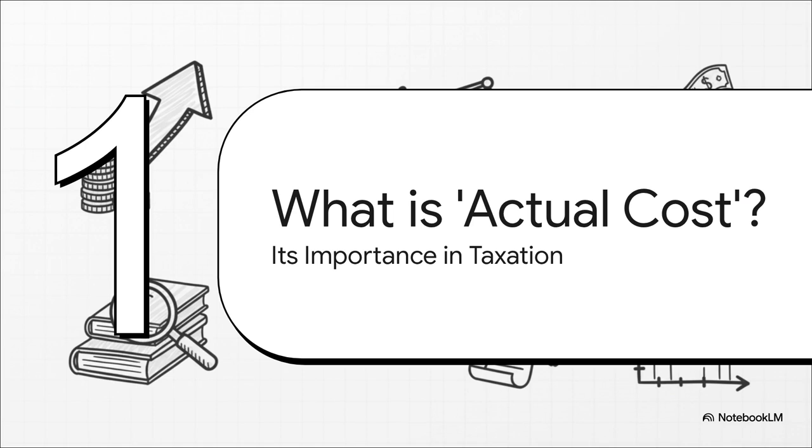So, what is actual cost? Well, to put it simply, it's the official value of an asset that the tax authorities will recognize when you're calculating deductions. You can think of it as the foundation for your depreciation allowances, and it also plays a huge role in figuring out your capital gains or losses when you eventually sell that asset. Getting this number wrong from the start can cause some serious headaches down the road.